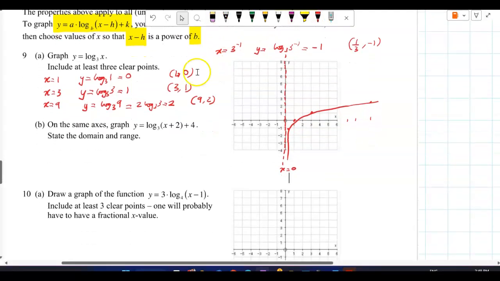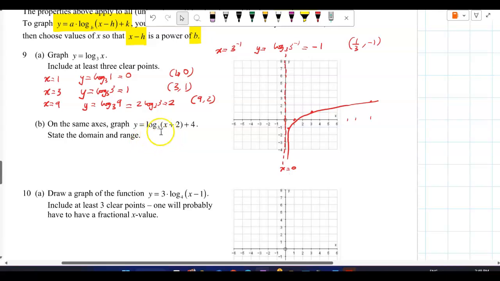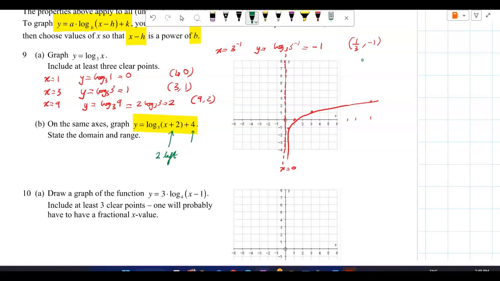On the same axis, draw this graph. How will you draw this? So it's the same function, but it's been transformed, right? So what are the transformations that you'll apply to this one? Would it be 2 to the left and 4 up? Very good. 2 left, 4 up. So 2 left for the vertical asymptote as well.